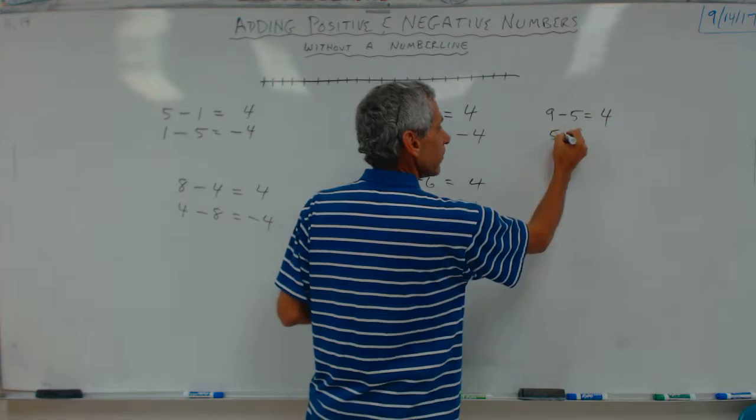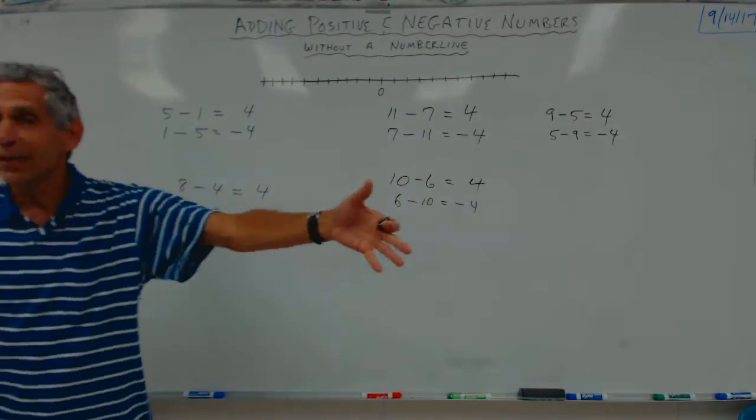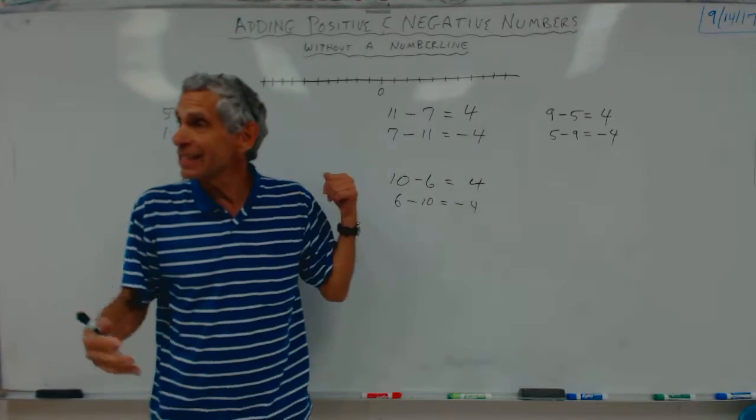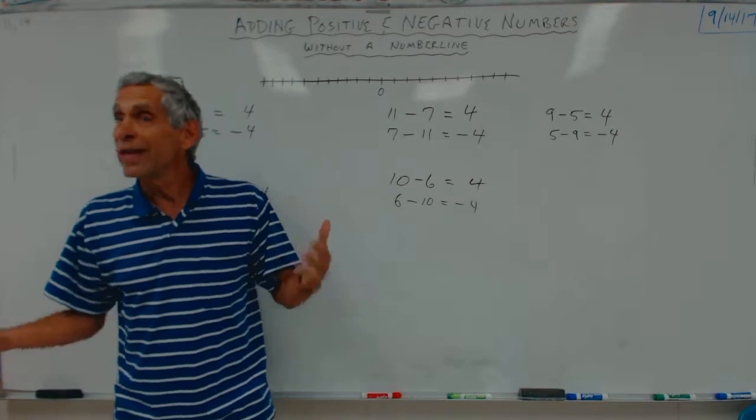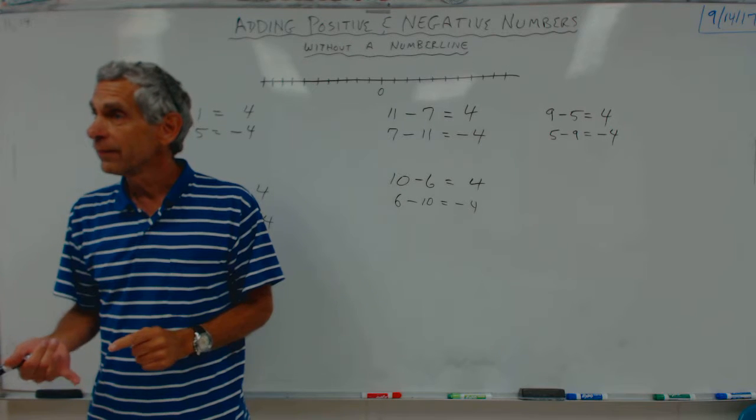How about 9 minus 5? 4. What's 5 minus 9? -4. Oh my gosh. You guys, we might win the Nobel Prize or something. I mean, this is phenomenal. Do you see the pattern I'm seeing? Whenever we add or subtract two numbers together, we either get 4 or -4.